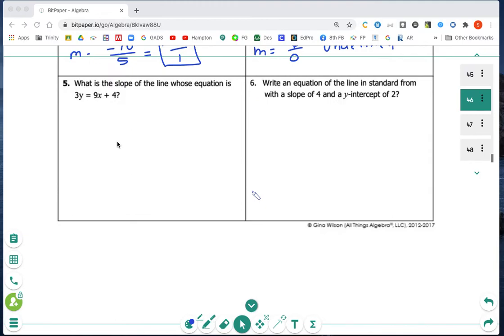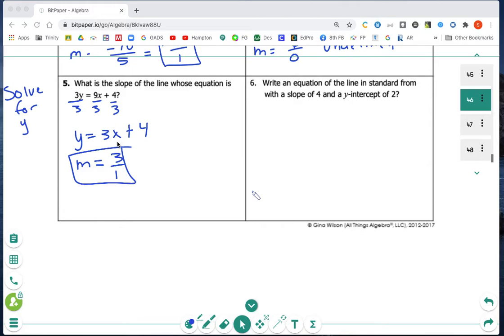What is the slope of the line whose equation is 3y equals 9x plus 4? When we're trying to find the slope of the line, we're going to need to solve for y. Divide by 3, divide by 3, divide by 3. Y equals 3x plus 4, so m will equal 3/1.